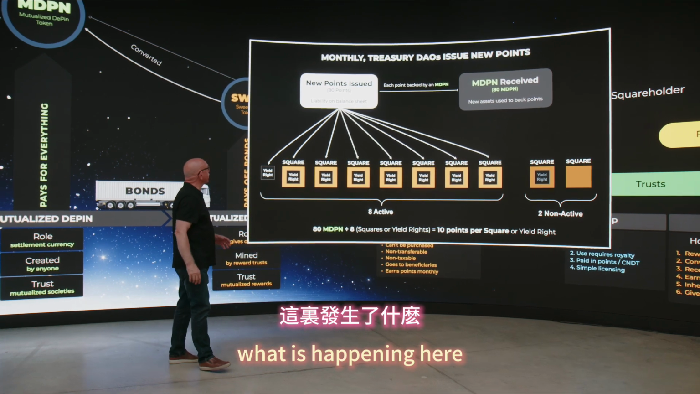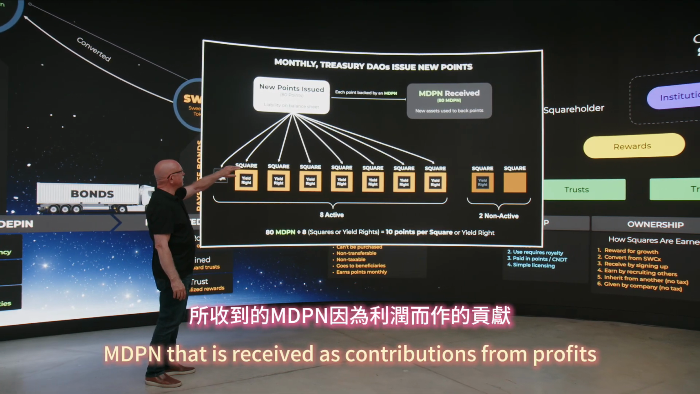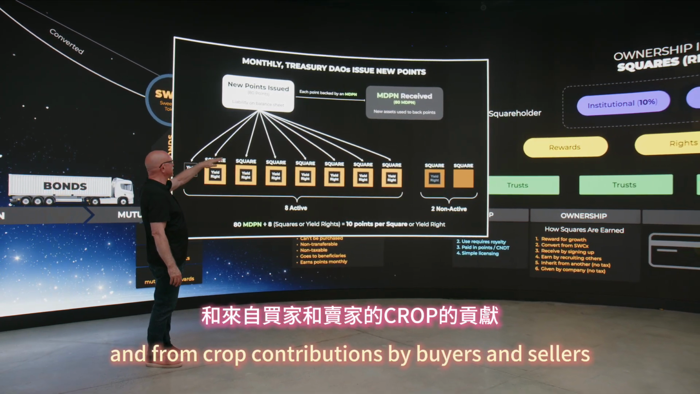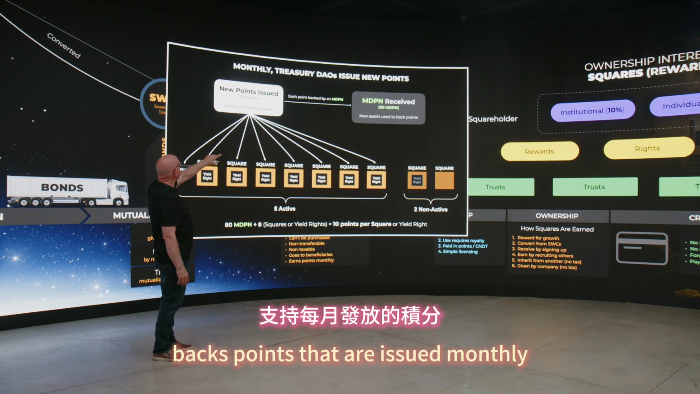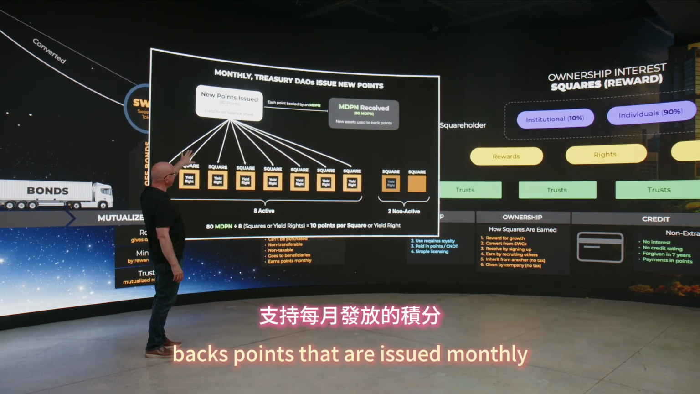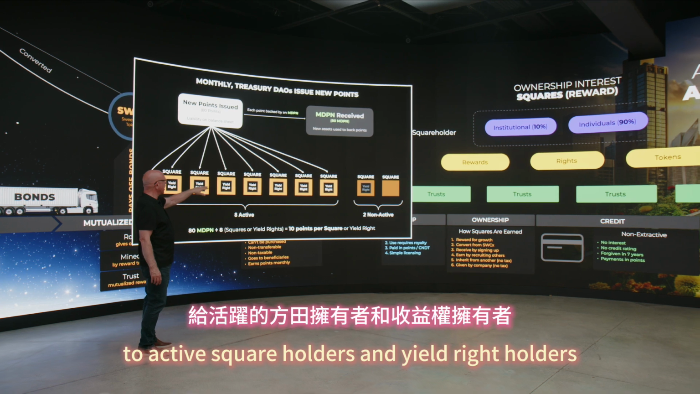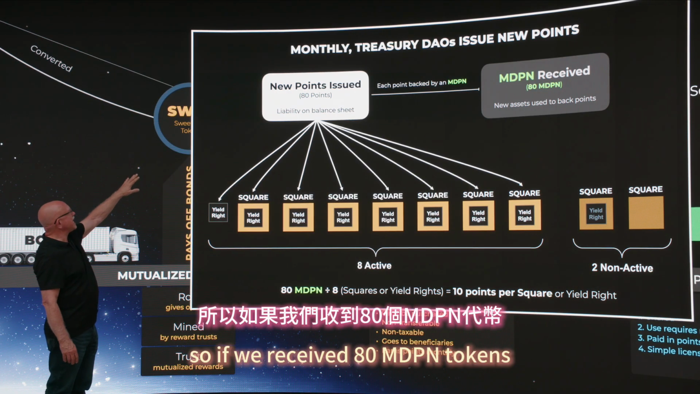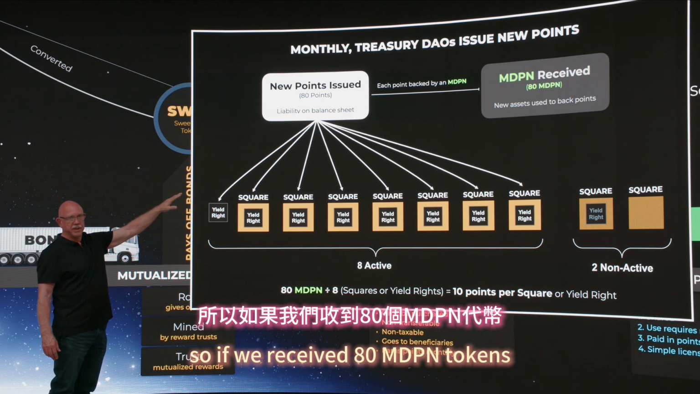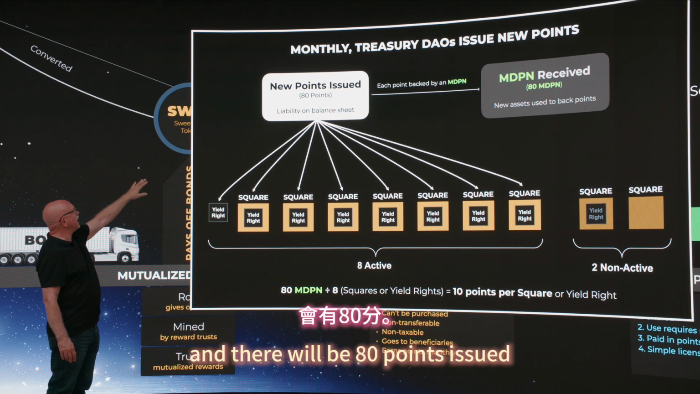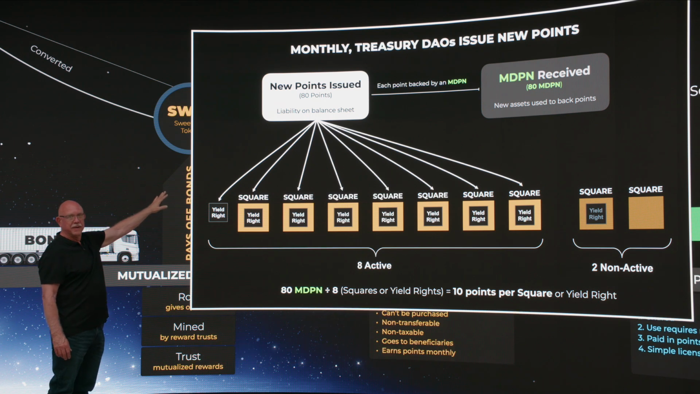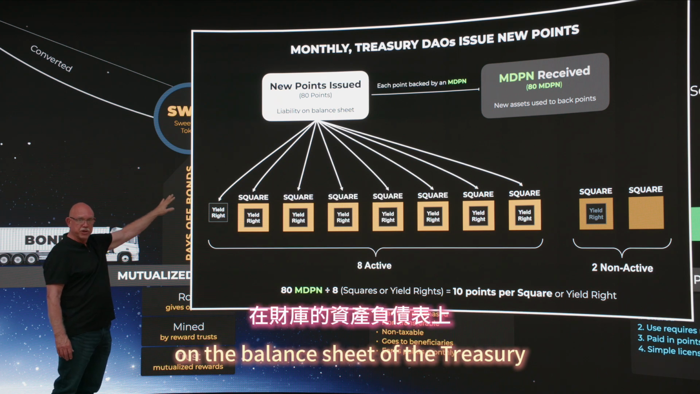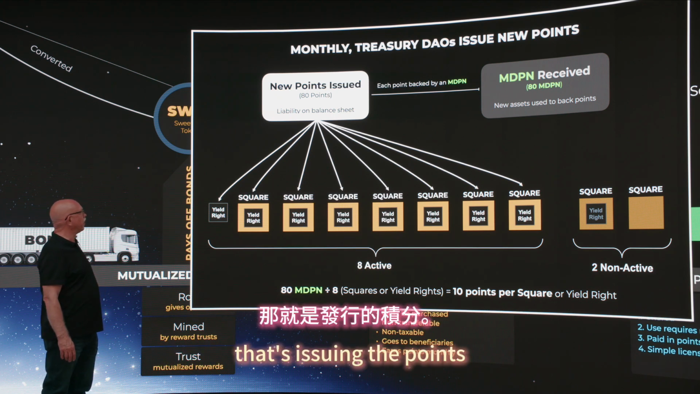What is happening here, MDPN that is received as contributions from profits and from crop contributions by buyers and sellers, backs points that are issued monthly to active square holders and yield right holders. So if we received 80 MDPN tokens, there will be 80 points issued. Those 80 points will show up as a liability on the balance sheet of the Treasury that's issuing the points.